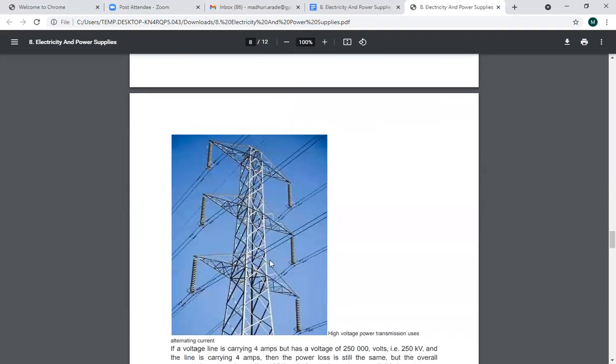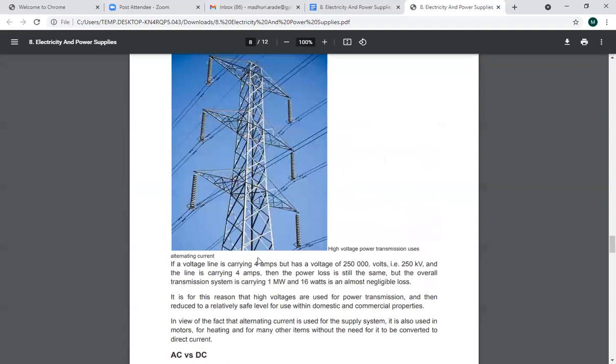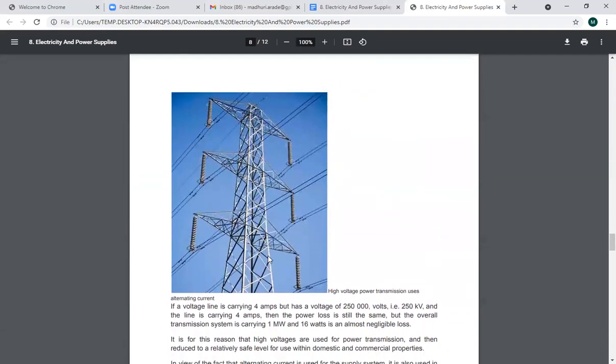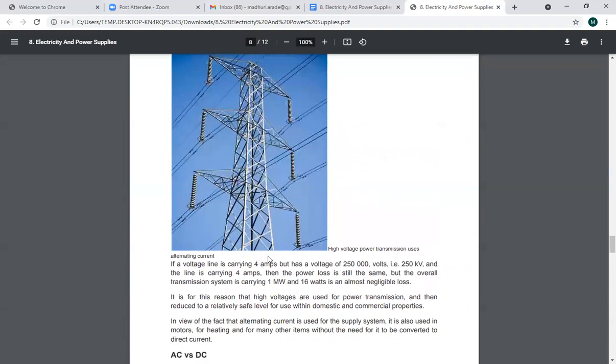So you have seen such grids and power transmitters, and through this line, high voltage supply is used. It is a risky one, but it can be used only for the transmission from end to end. And once it reaches your home or any office, it will be converted to direct current with the help of the power supply.